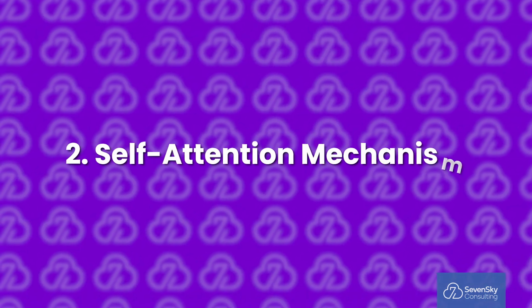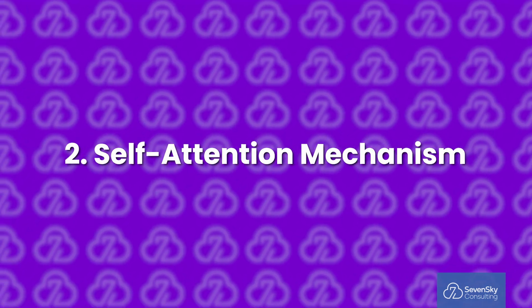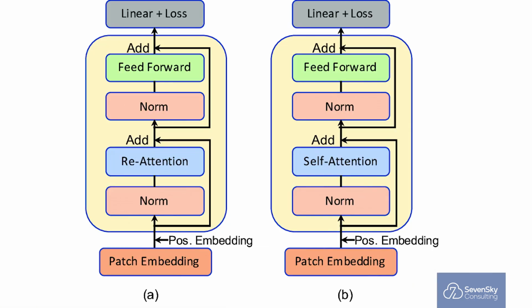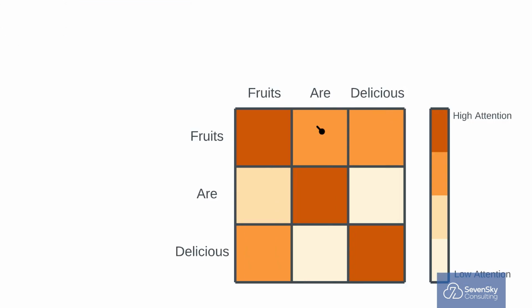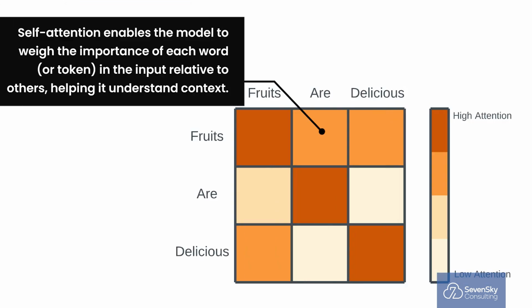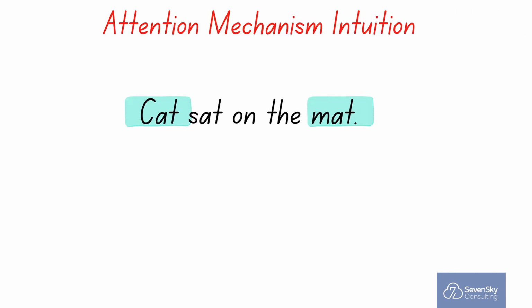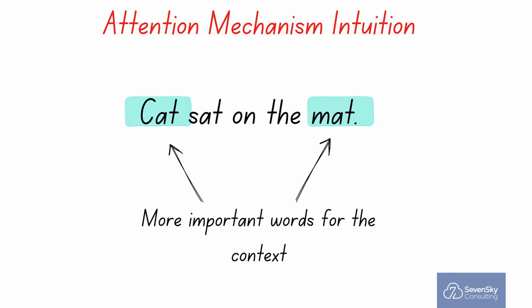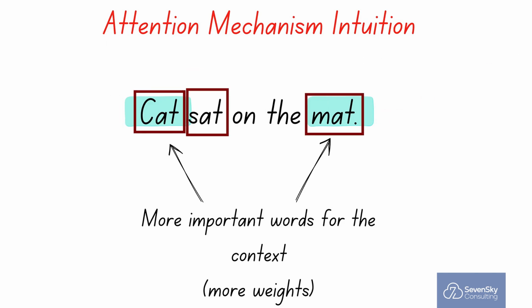2. Self-attention mechanism. At the heart of transformers is the attention mechanism, particularly self-attention. Self-attention enables the model to weigh the importance of each word, or token, in the input relative to others, helping it understand context. For example, in "The cat sat on the mat," self-attention can help the model associate cat with sat and mat, rather than treating all words equally.